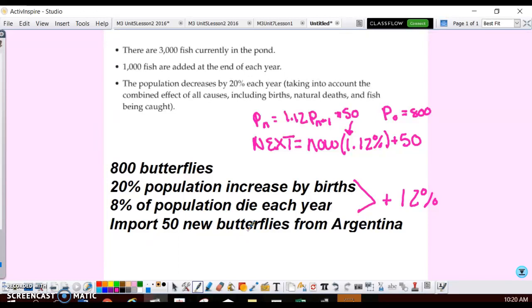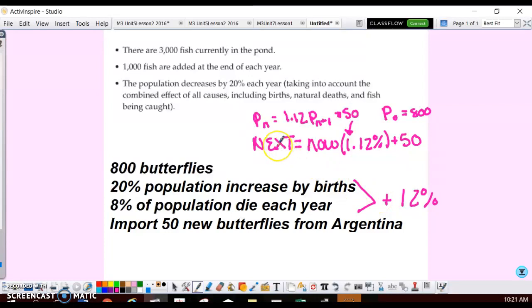So I have another example here. I have 800 butterflies, a 20% population increase by birth, and an 8% population dying each year. 50 new butterflies come in from Argentina. You've been making equations. You should be familiar with now-next equations and recursive equations. You have 20% born and 8% dying. It's nice to combine that and net your population change. So a 12% increase would be our butterfly population each year.